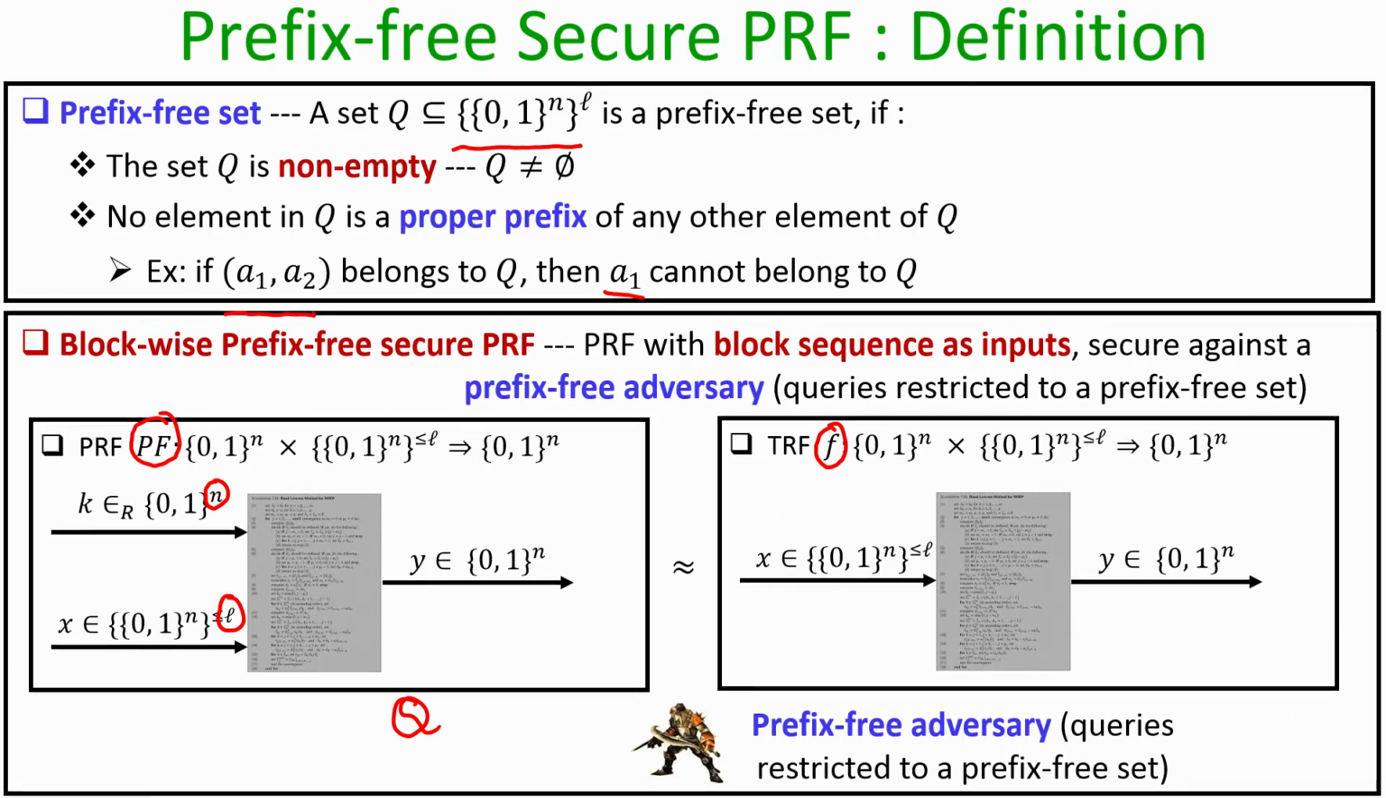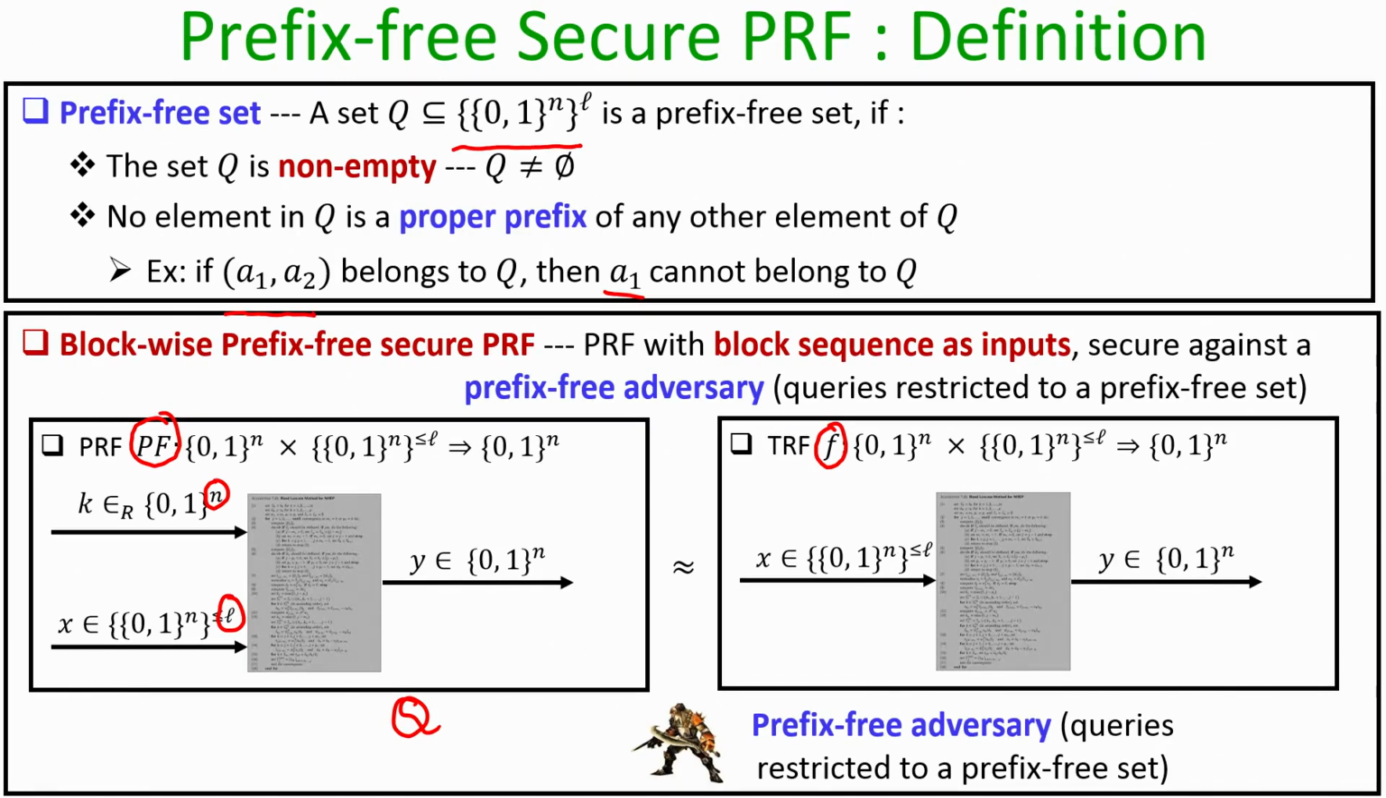So, that is why this distinguisher is a weaker distinguisher or a weaker adversary, because in the actual PRF security definition there is absolutely no restriction put on the nature of queries which the distinguisher can ask during the game. It could be a prefix free set, it may not be a prefix free set. But when I say we are designing a prefix free secure PRF, then it will be secure only against an adversary whose queries constitute a prefix free set, right. So, that is the definition of a block wise PRF which is prefix free secure.